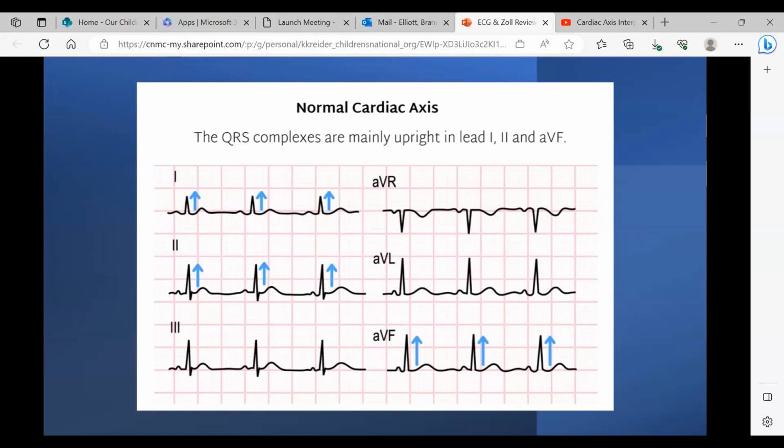So are we only looking at 1, 2, and aVF? Yes, it's recommended 1, 2, and aVF. Okay, and they should all be up. It should all be up. So it's a normal axis.